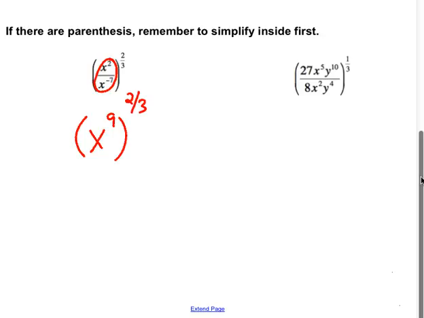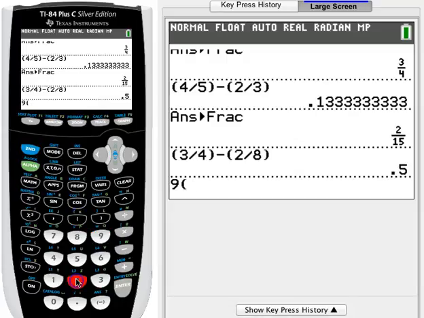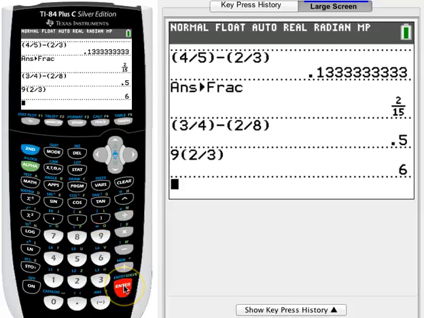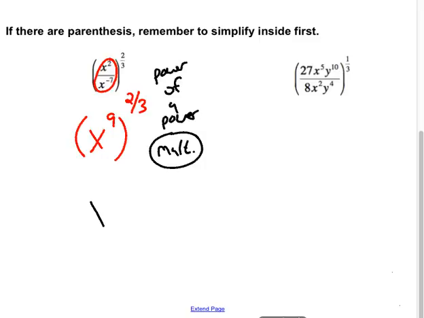Now here's a rule we haven't talked about yet. Power of a power. Remember, the power of a power rule says to multiply. So in this instance, I have x to the 9 to the 2/3 power. A power of a power rule means I'm going to multiply those exponents together. So I'm going to take 9 and multiply it by that 2/3. That's going to give me a new exponent of 6. So in the end, I'm just going to have x to the 6th.